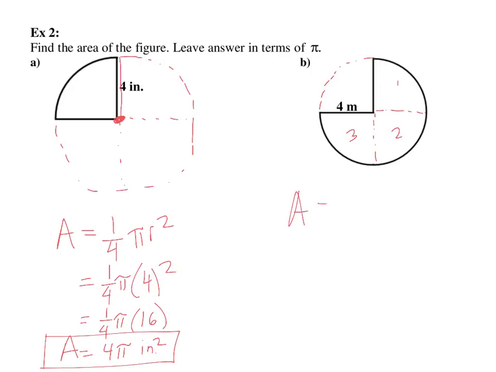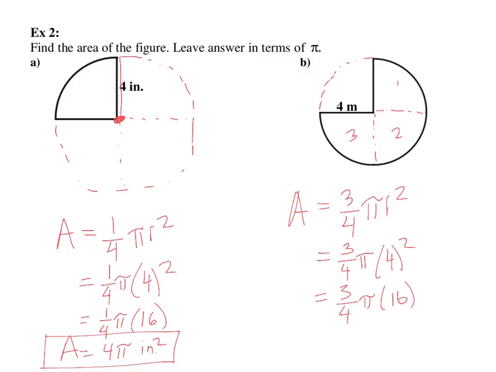So setting up my formula, here's pi r squared for a whole circle, but I don't want a whole circle, I want 3/4 of a circle. All right, so there's my setup. So now I have 3/4 pi, and r is 4. So I end up with 3/4 pi times 16. All right, 4 goes into 16 how many times? 4 times. So I end up with 12 pi. And it's going to be meters squared. Done.